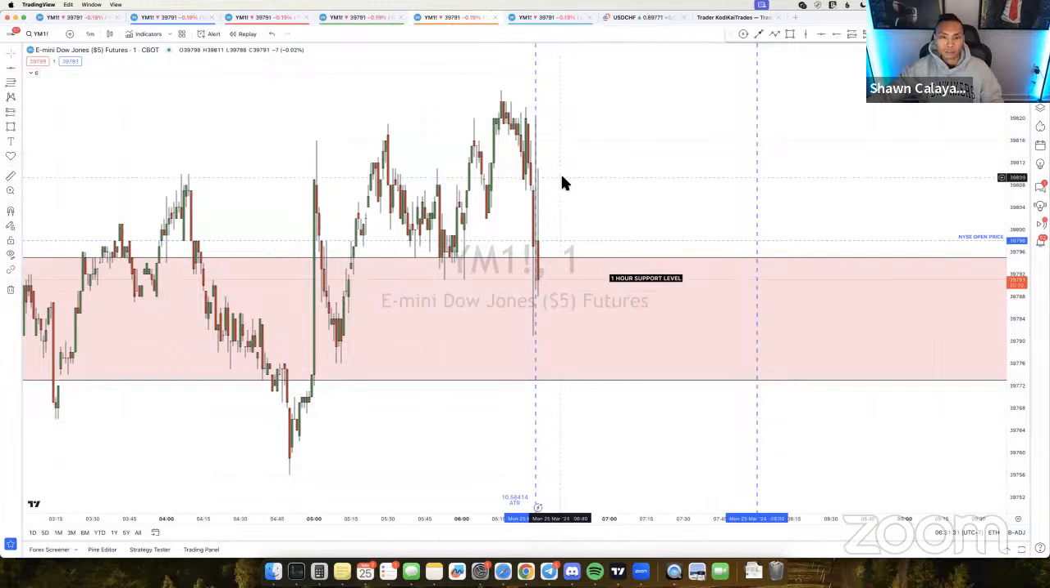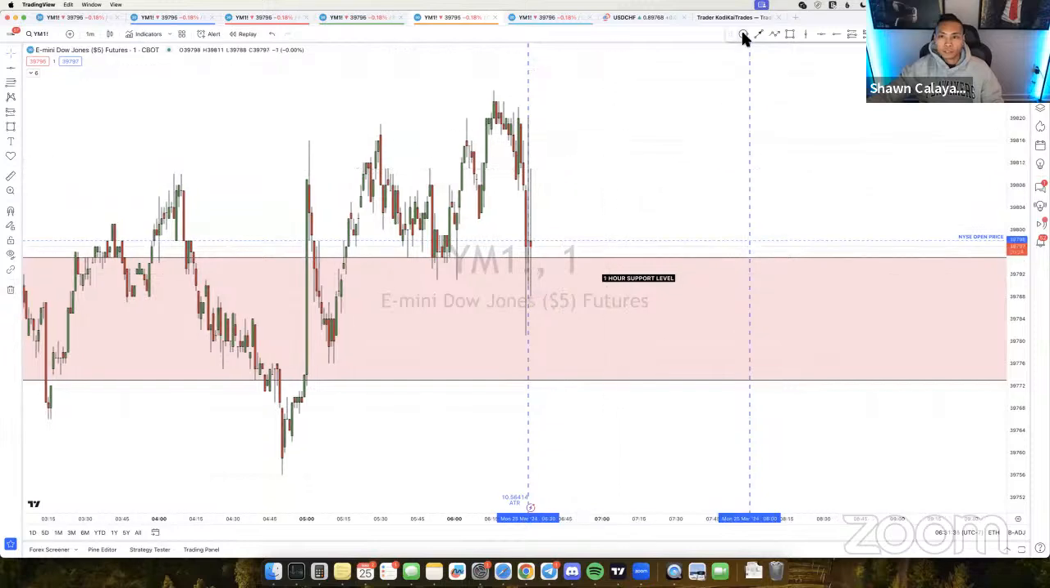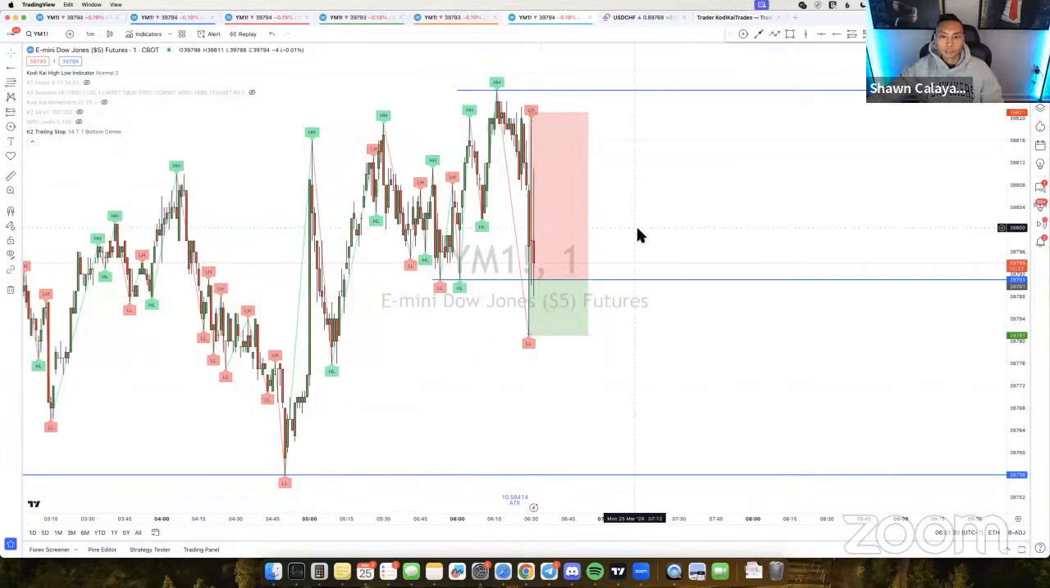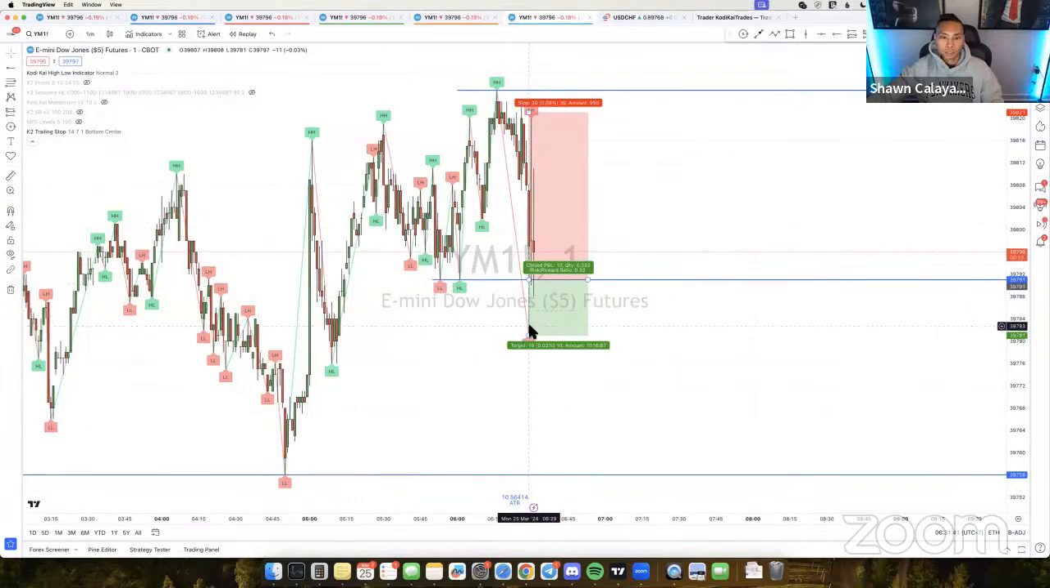Here is our clean chart. Price is currently rejecting off the 1 hour support level. Liquidity down below got hit. So if you guys can see that first level right there, went straight to its full TP. It was a kind of a tricky candle because it spiked back and forth, but did hit its TP right there, down below.